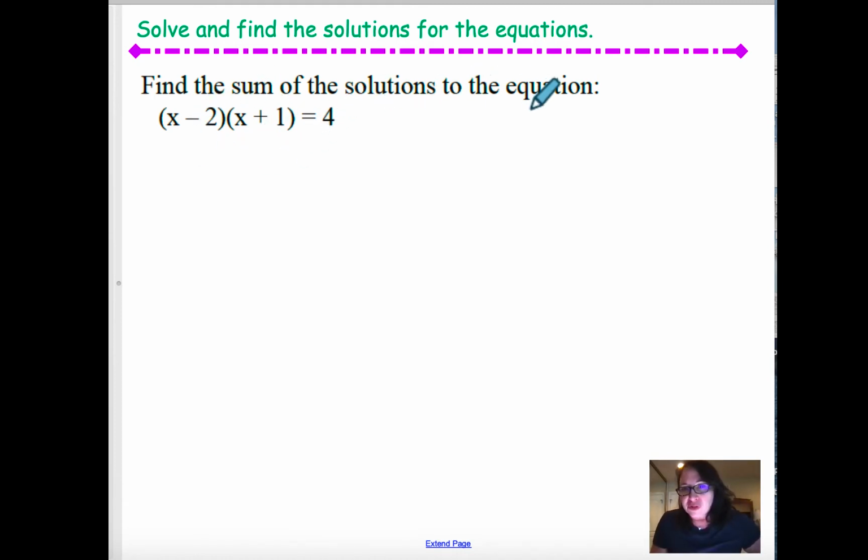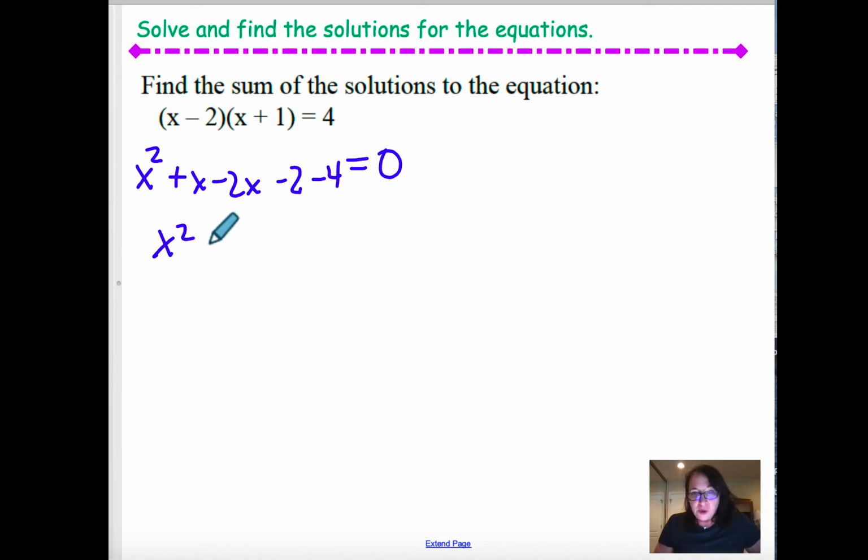Find the sum of the solutions to this equation. So you should know that this being quadratic, in order to split these up and set each equal to that value, which is supposed to be 0, you would actually need to make this into a 0. So that means I need to set this equal to 0. So I do need to multiply everything out and then reevaluate. So we're going to get x squared plus x minus 2x, and then minus 2, and then move this 4 over, so minus 4.